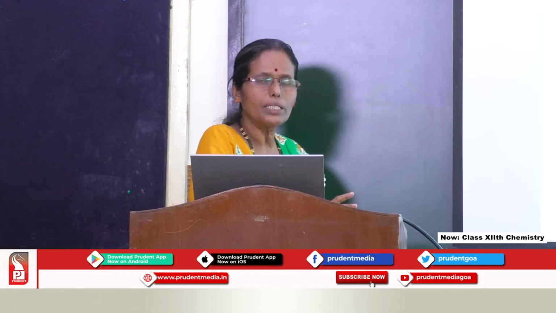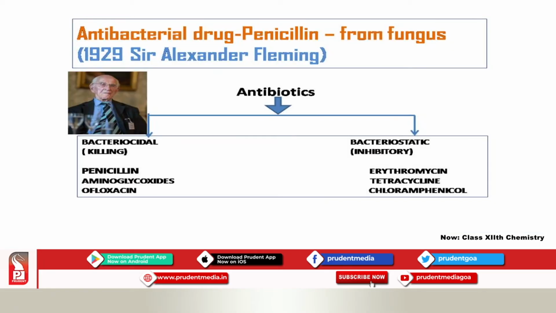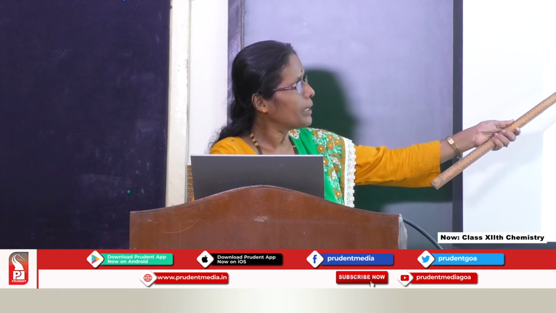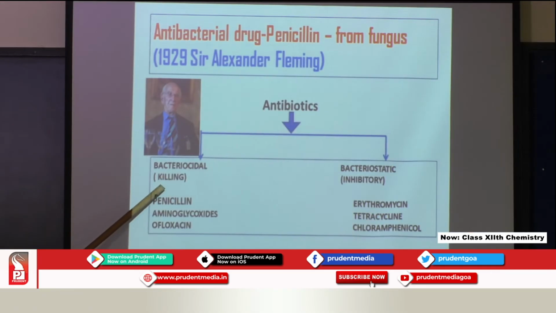There was another big revolution simultaneously taking place. In the year 1929, Sir Alexander Fleming extracted a drug called penicillin from the fungus Penicillium. Antibiotics are also divided, based on their action, into two types: cidal or static. Cidal means killing and static means stopping, that is, inhibitory.